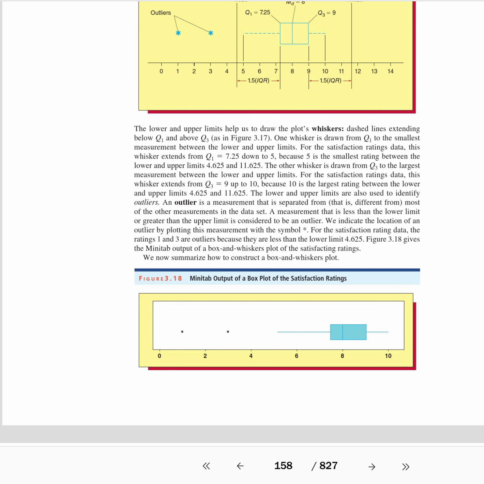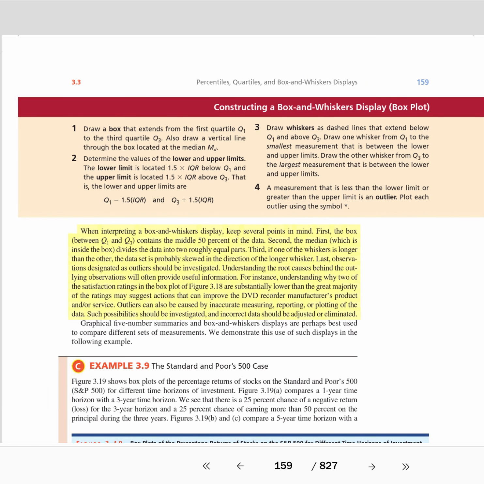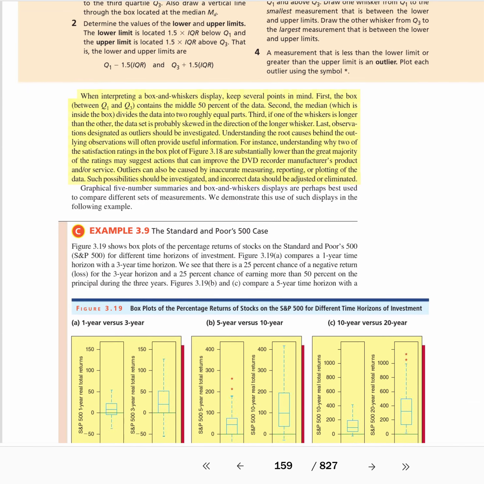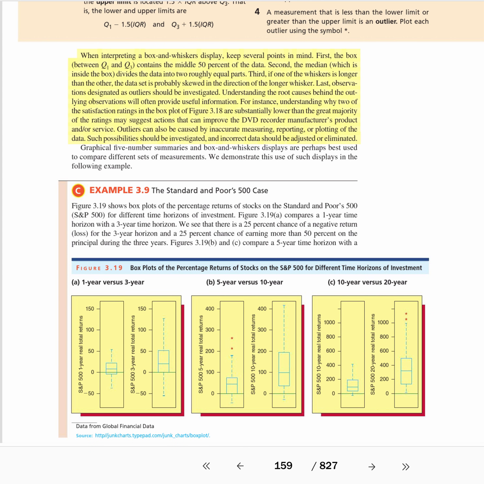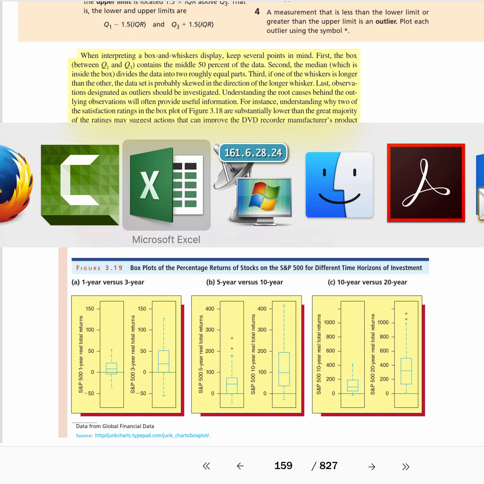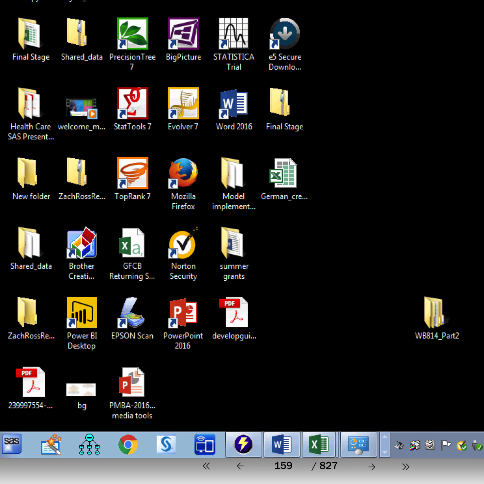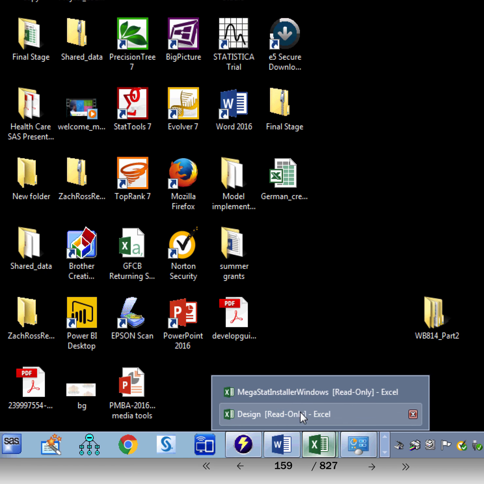The satisfaction rating, as you can see here, was plotted in Minitab, and we said we'd use Excel instead. You're going to see how the outliers are distributed far away. So let us use Excel to help us plot those boxes. First of all, I'm going to open it from a Windows machine perspective. So here we go. Let me open the design.